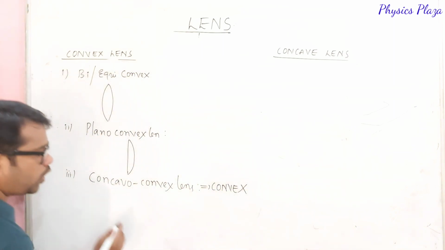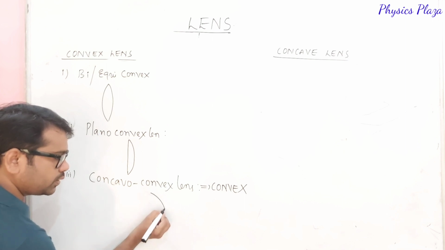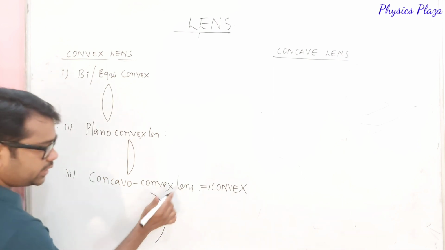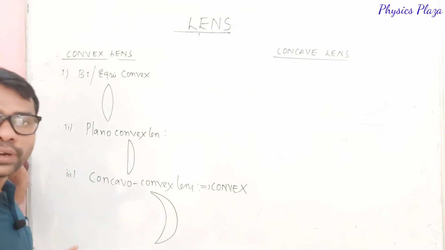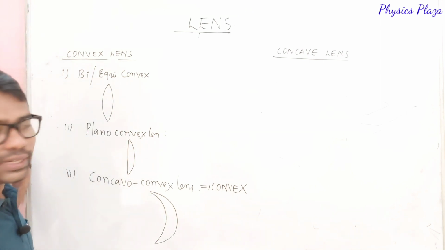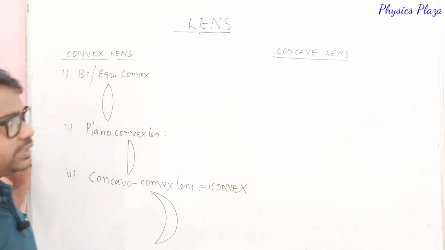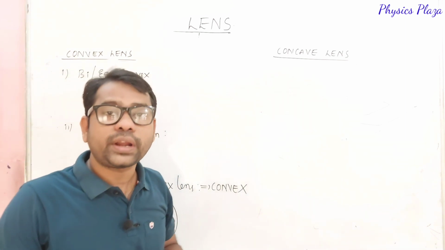So children, concave, so let us take a first concave surface, next convex. Okay, so it is like a crescent moon, right? It's like a concave-convex lens. So there are the three types of convex lenses. Now we will see the concave lens region.